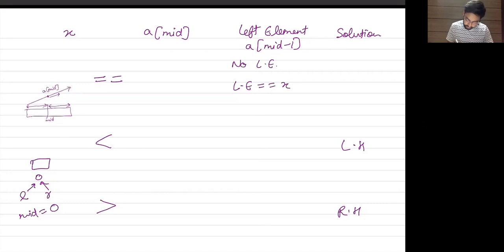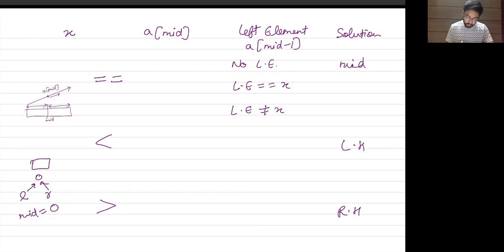And the other possibility is left element is not equal to x, right? So if x is equal to mid element and there is no left element, we can definitely say that mid is the solution. Since there is no left element, that obviously means mid is the first occurrence.